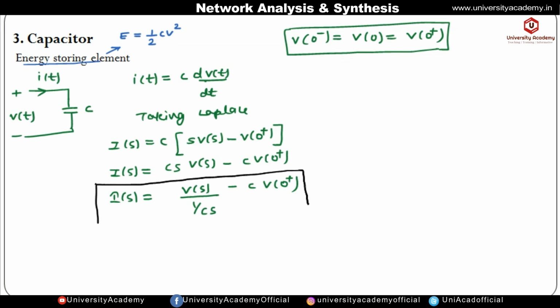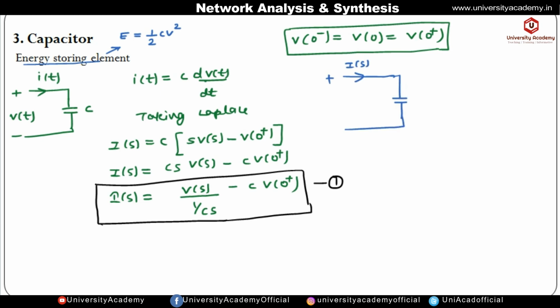Now let us represent the capacitor in the s domain. The voltage is V of s, and the total current flowing is I of s. Then the capacitor in the s domain will be represented with voltage V of s, so this is V of s by 1 by Cs. So the capacitor in the s domain will be represented by 1 by Cs.